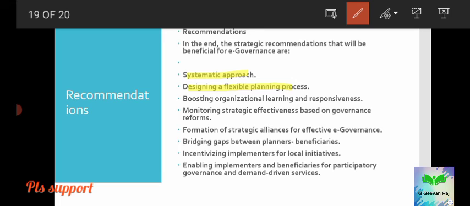Formation of strategic alliance for effective e-governance. So for effective e-governance, the government should also focus on forming suitable or strategic alliances so that the policies or the projects will become more efficient.